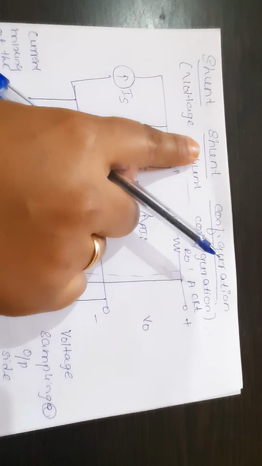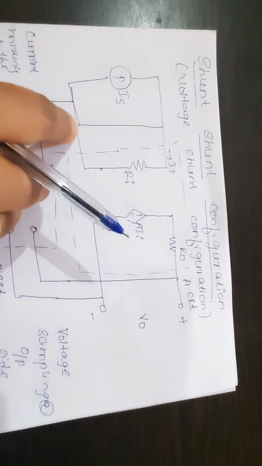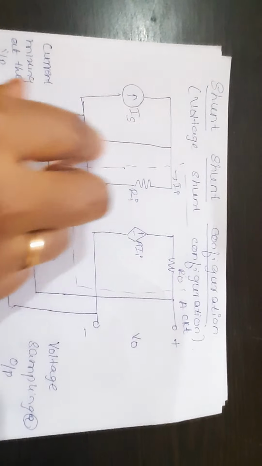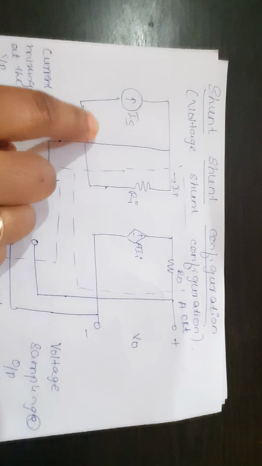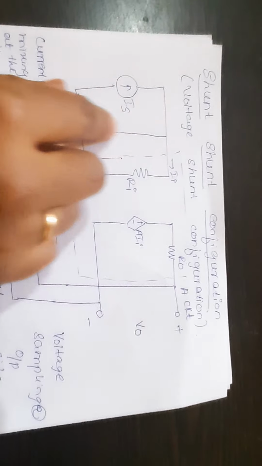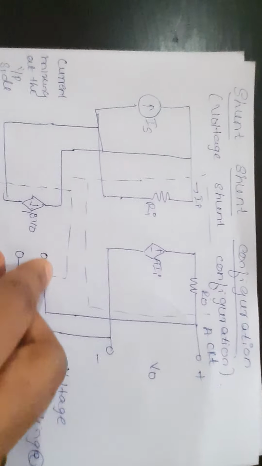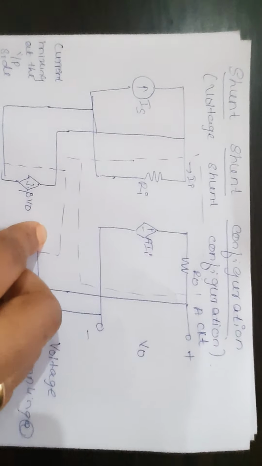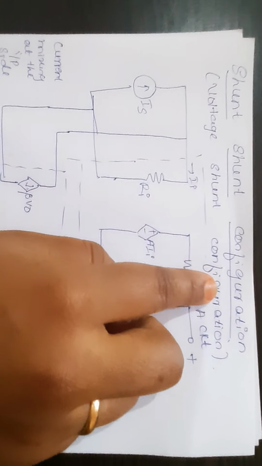This is called a shunt because at the input side we have a shunt connection, meaning parallel connection. If this part is not there, then it becomes series, whereas this is shunt. And even at the output side we have shunt configuration. So only it is called shunt configuration.